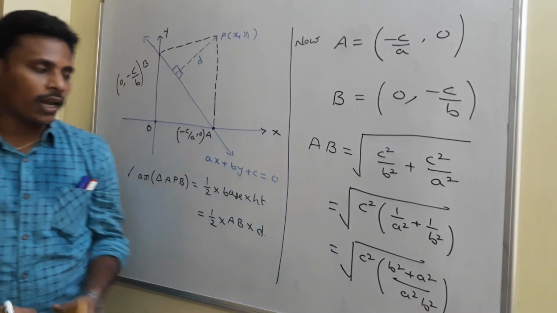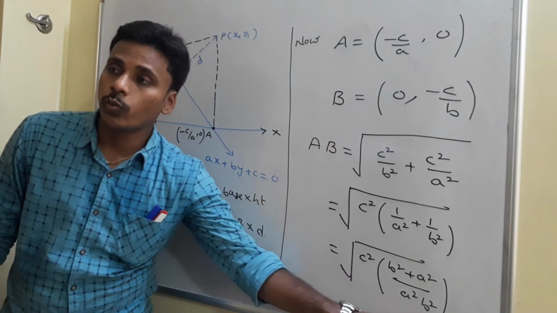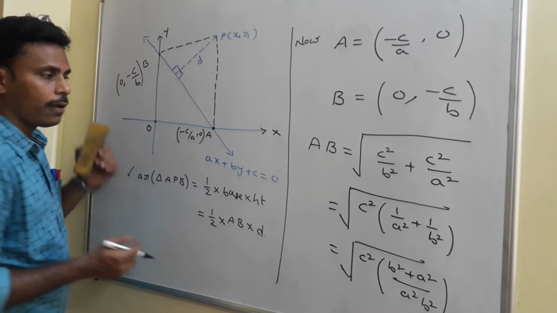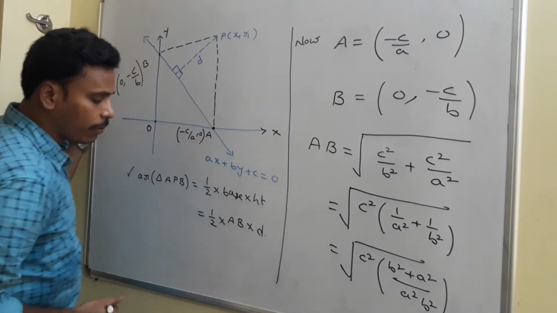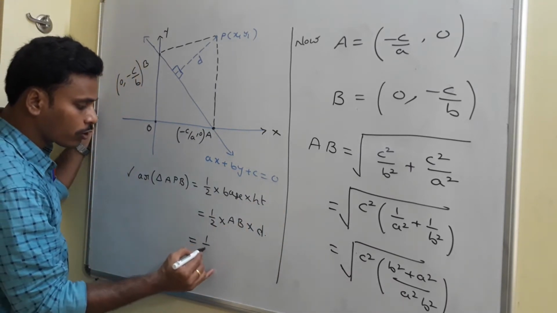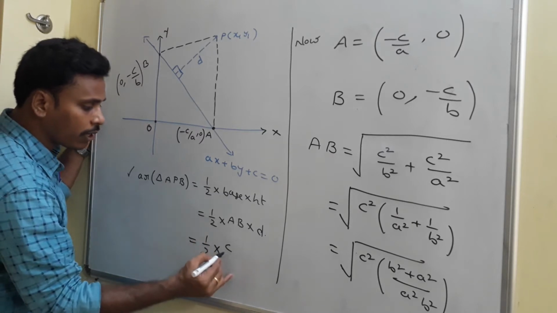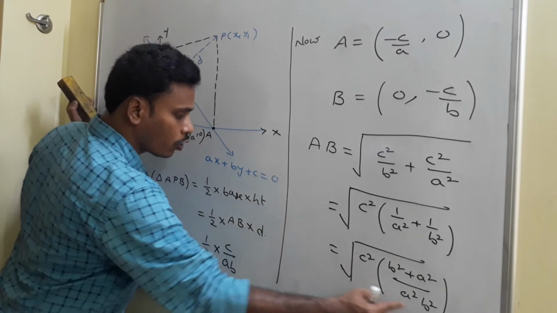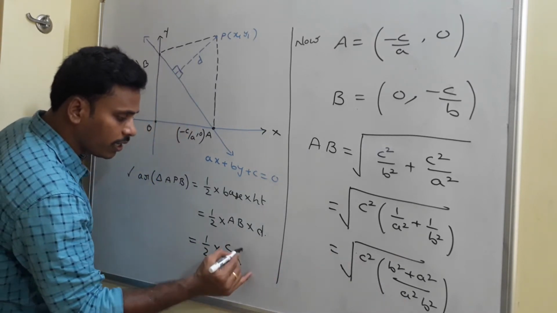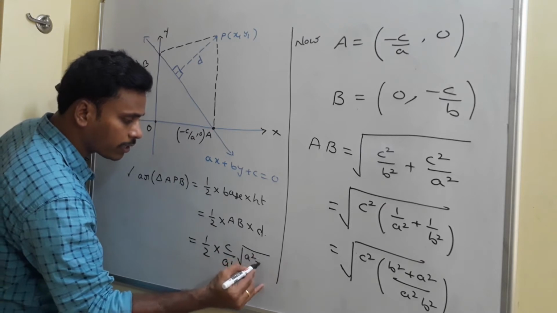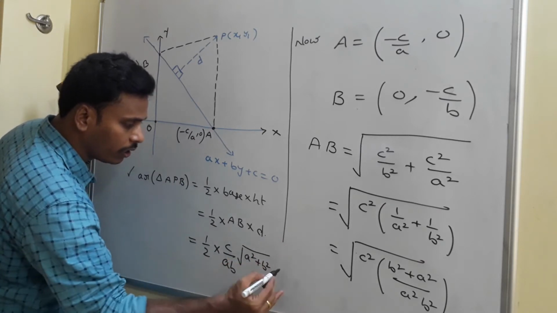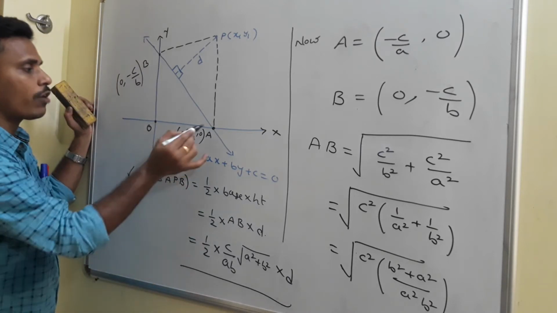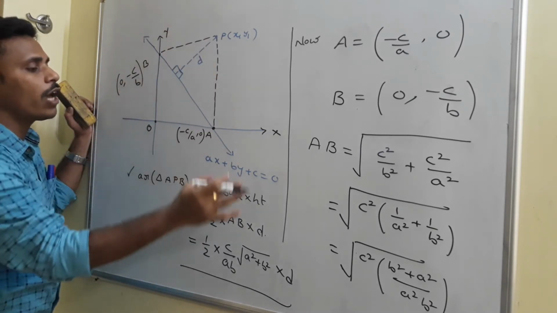Now under the root, c square is there, a square b square is also there. So you just write c out and ab out, and you are left with this. The length AB is nothing but c by ab under the root c square, under the root a square b square. So c by ab, write it out, c by ab times root of a square plus b square. So the area of triangle APB is half into AB into d. This is the area of that particular triangle APB in one way of finding.